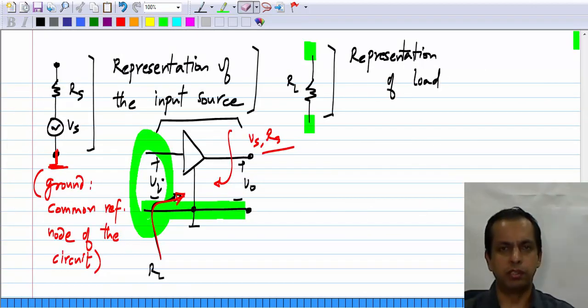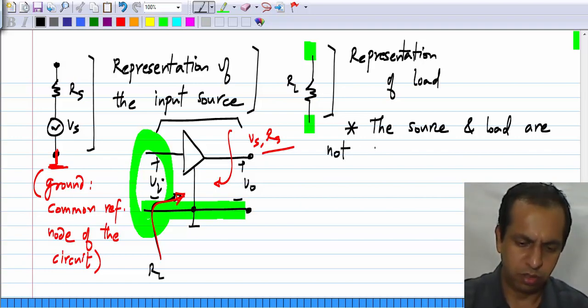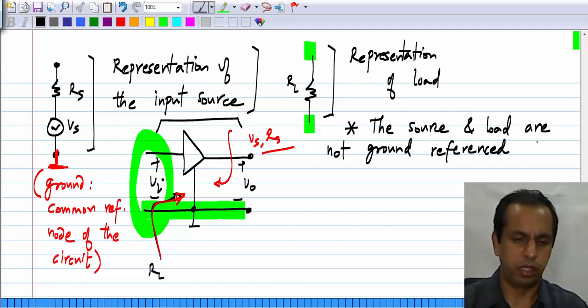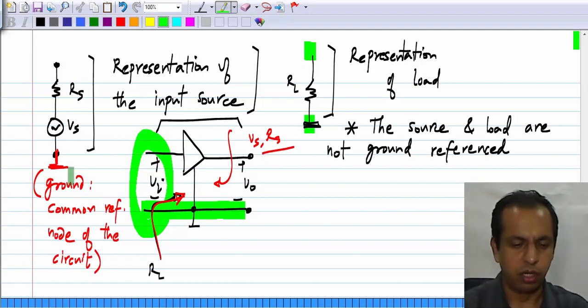The two problems are that the source and load are not ground referenced. That means that in reality the load resistance RL must have one of its terminals connected to ground, and the source voltage has to have one of its terminals connected to ground, and in our topology this is not the case.